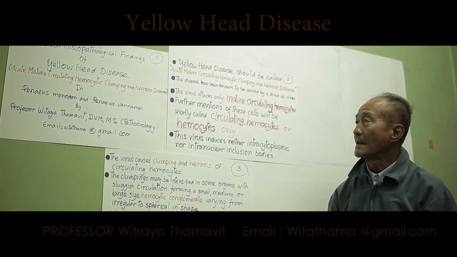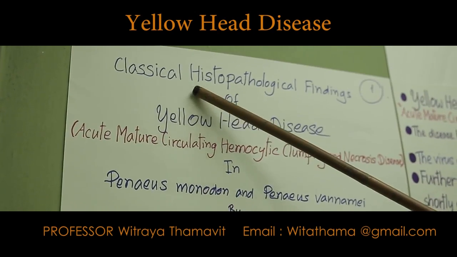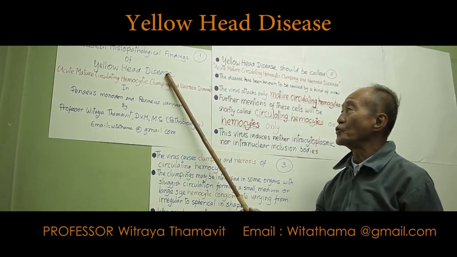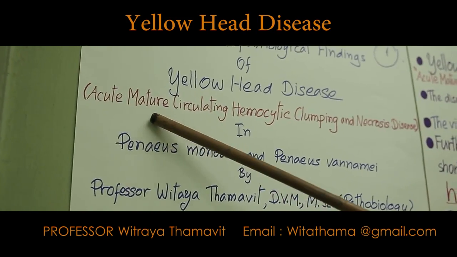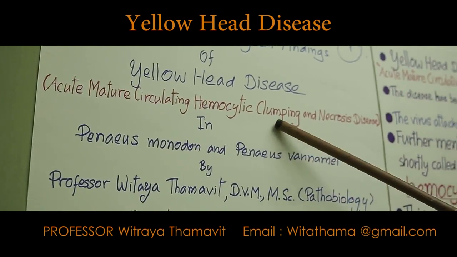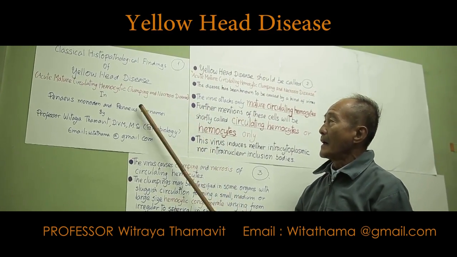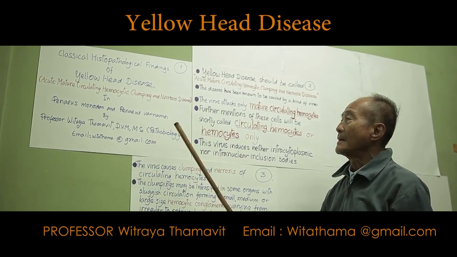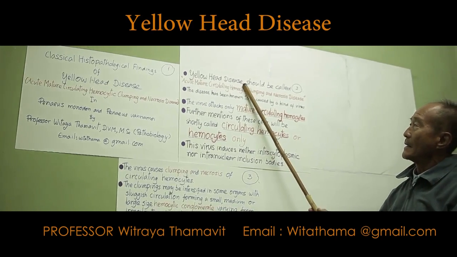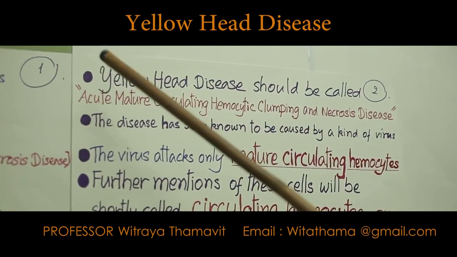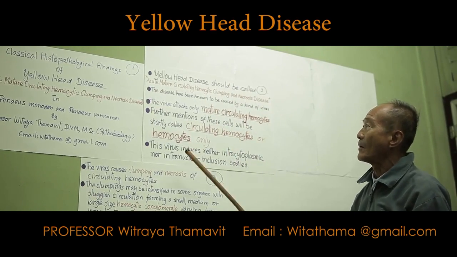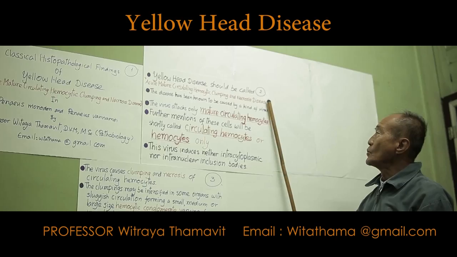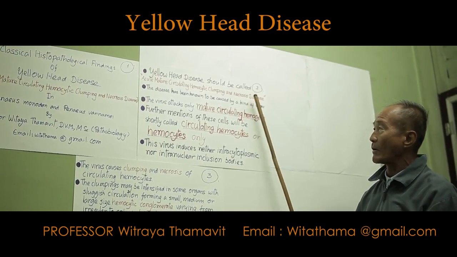The second disease is the classical histopathological findings of yellow head disease. This disease should be called acute mature circulating hemocytic clumping and necrosis disease in Penaeus monodon and Penaeus vannamei. The yellow head disease, may I emphasize again, this disease should be called acute mature circulating hemocytic clumping and necrosis disease. You will see later why it should be called like this.